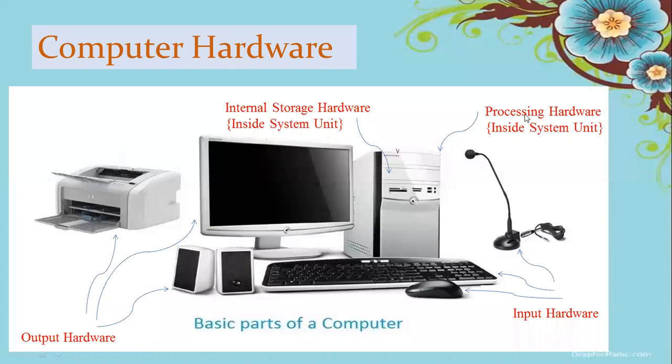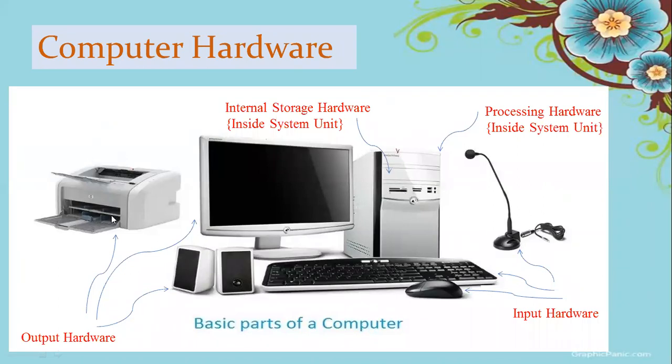Next, we can see the processing hardware. This is a system unit, and processing hardware is located inside this system unit: the CPU, central processing unit. The next one is output hardware. After processing, the computer needs to give output through output devices such as monitor, speaker, and printer. And as storage hardware, mainly inside this system unit, ROM, RAM, and hard disk are located to store different data and instructions.